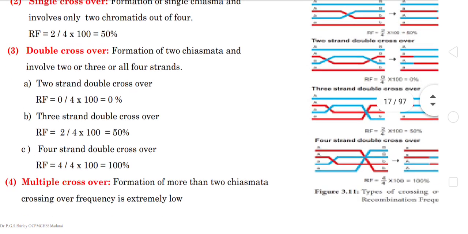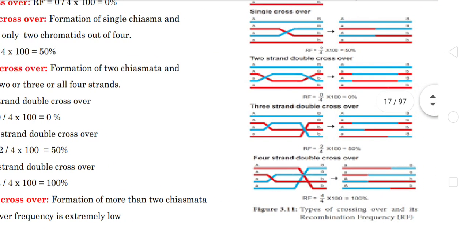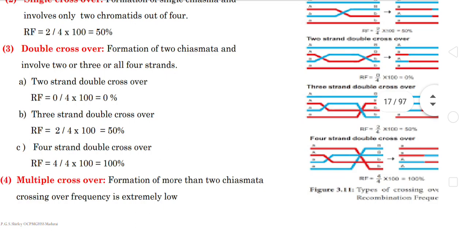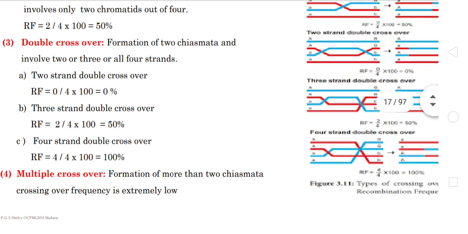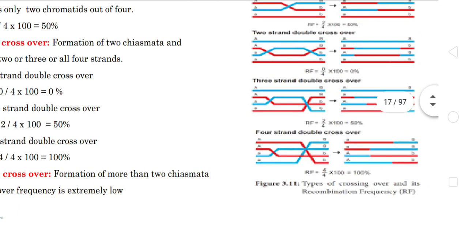And double crossing over means formation of two chiasmata. Just observe the central picture here. Chiasmata we can see in two places. So the name is double crossing over. This double crossing over is again divided into three types. They are 2 strand, 3 strand and 4 strand. If 2 strand, chiasmata occur in two locations. No recombinants are formed, so our RF value is 0.